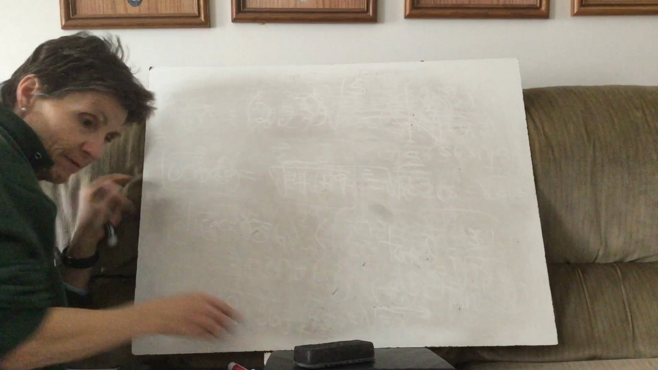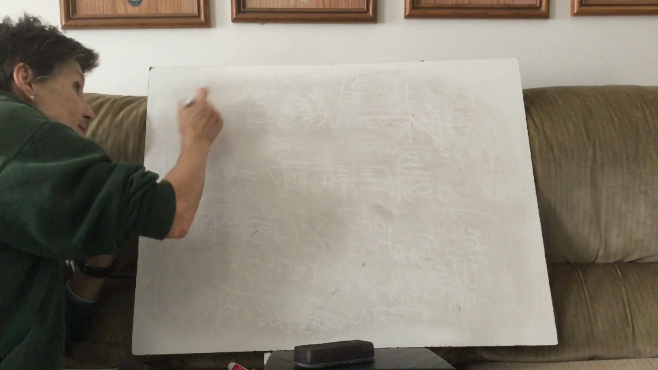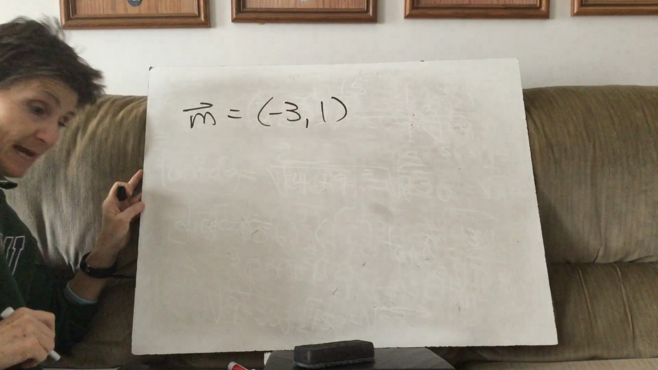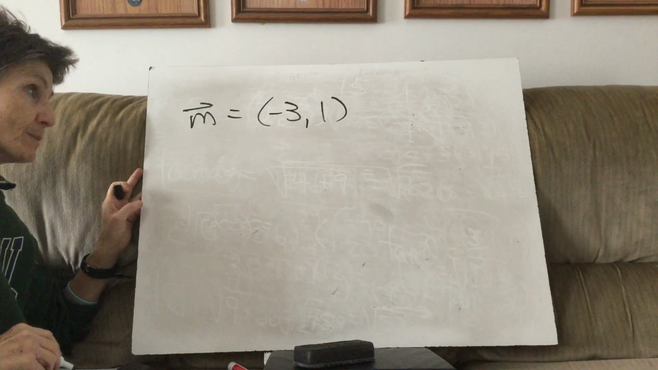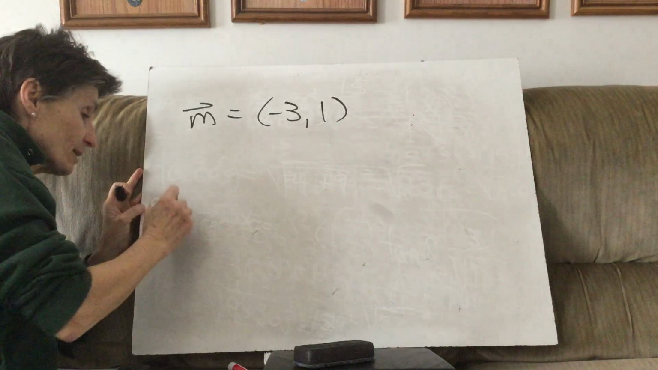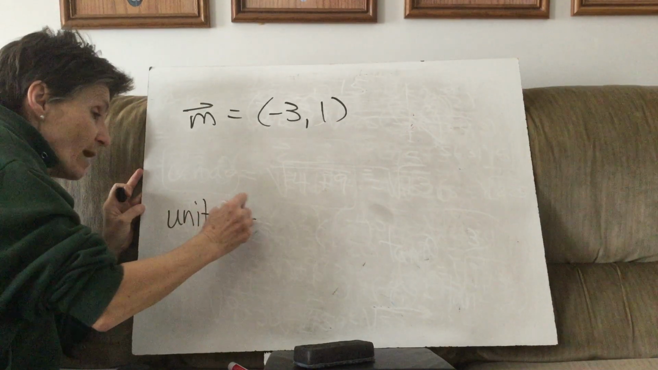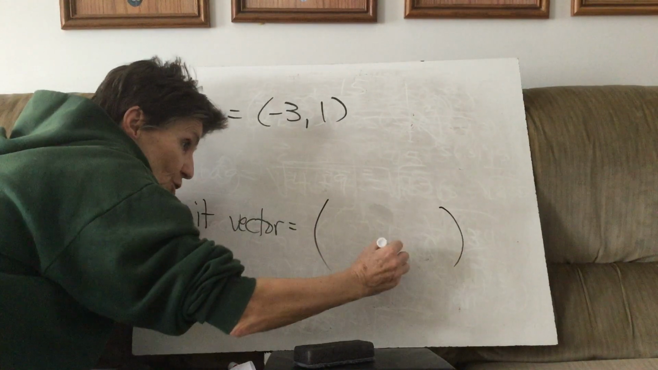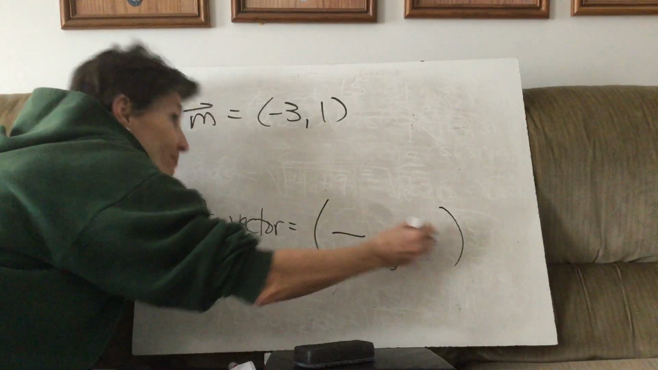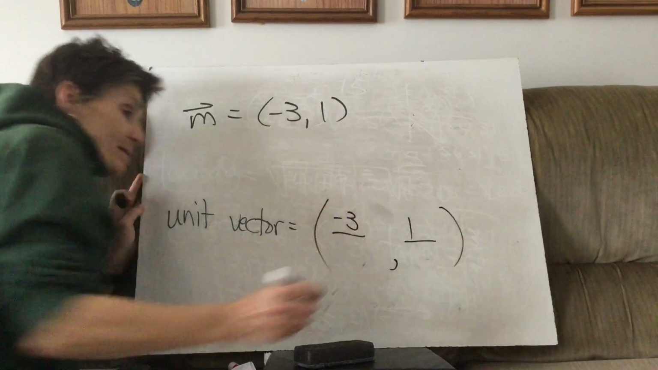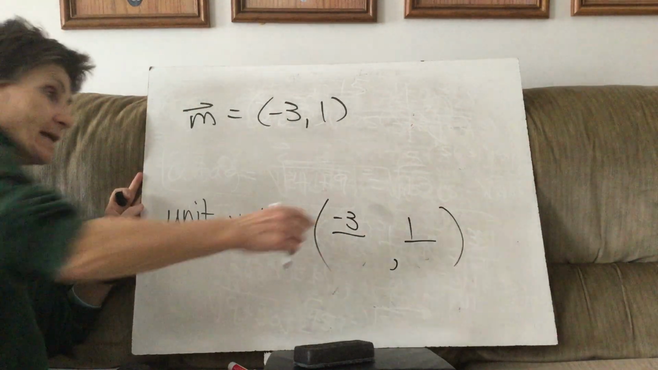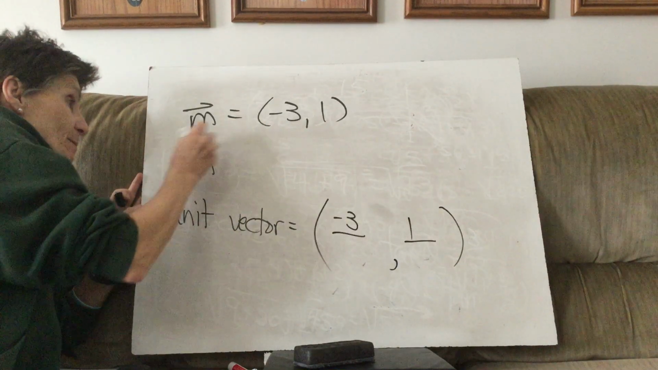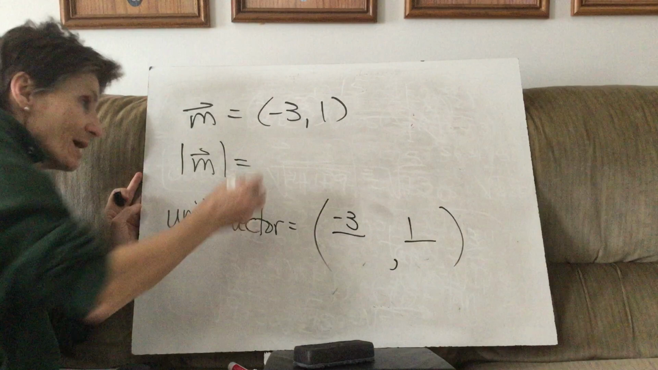Okay, find a unit vector in the same direction as -3,1. So we have the vector -3,1, and we want to find a unit vector. Well, remember that your unit vector is always found by taking the coordinates of the original and dividing them by the magnitude. So we're going to have -3 over the magnitude and 1 over the magnitude. So we need to figure out what the magnitude is. Here we go, one more time.